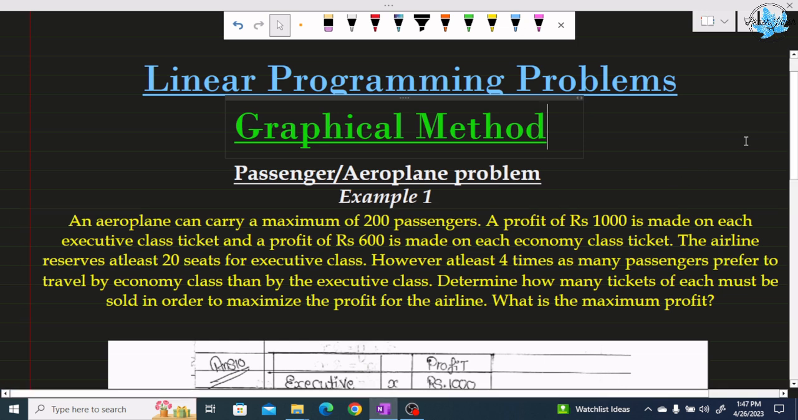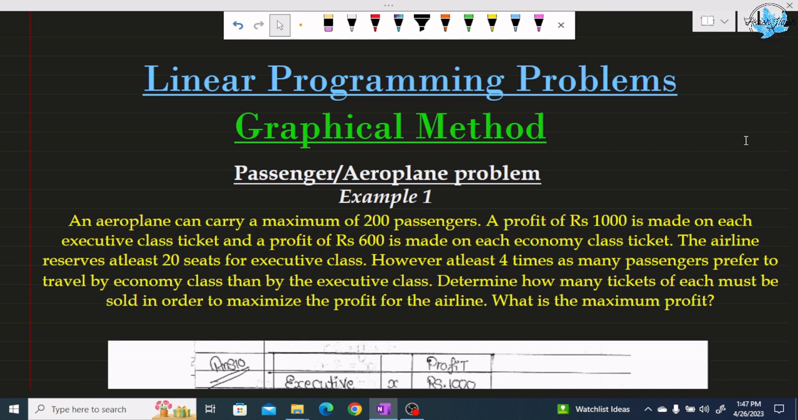So we are doing the graphical method, and in the graphical method we are now starting the passenger or airplane problem, we can say. This type of question comes very rarely, but we will see how we solve the passenger problem. I have taken one example before you. So let's start the problem.